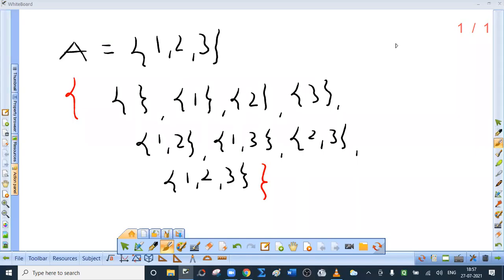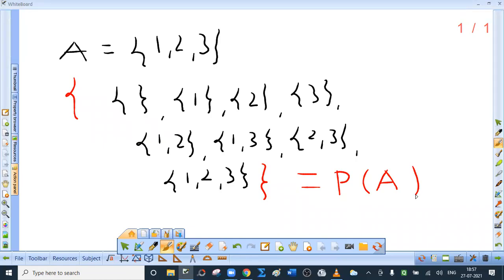1024. Now I will consider a smaller set, set A, containing 3 elements. Let us list all the subsets. In fact, we are going to call it the power set. What is a power set then? The set of all subsets of a given set, say A, is called the power set of A, and it is denoted by P of A. Now set A is 1, 2, 3.